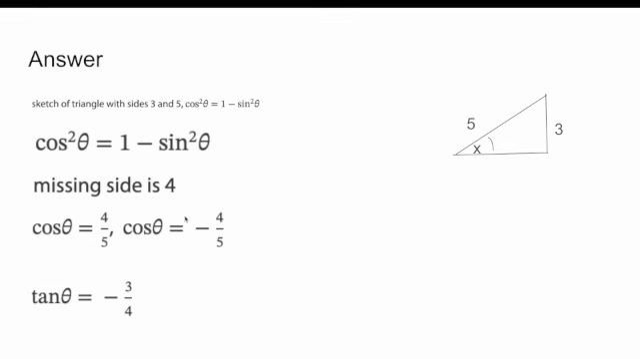So if we do sine theta by cos theta, we get 3 by 5 divided by negative 4 by 5, which is the exact same as negative 3 by 4.